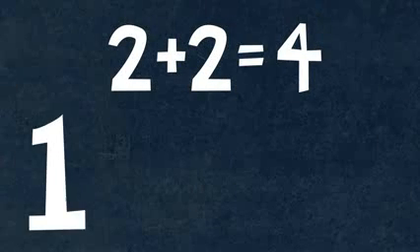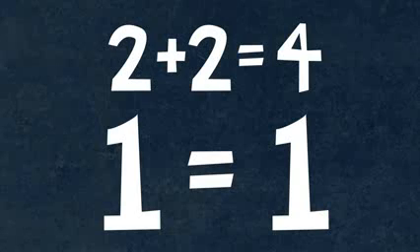In math, everything is certain. 2 plus 2 equals 4, and 1 is just 1. But that's not really right. 1 isn't always 1. Here's why.